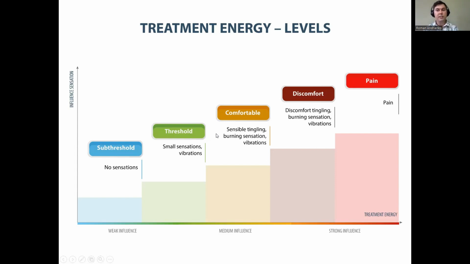As you gradually increase your energy, you are going to the comfortable level when the patient is constantly feeling Scenar, constantly feeling tingling or burning, slight or vibrating. And then we can continue to increase the treatment energy level. We go to the discomfort level, and then it becomes really hardly bearable for our patient, and we go to the painful level of energy. Why do we need that?